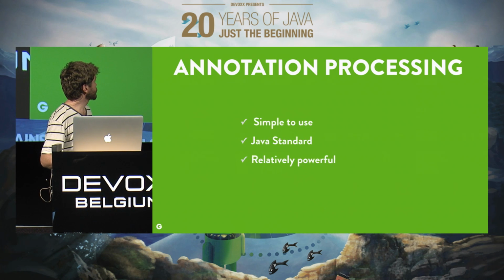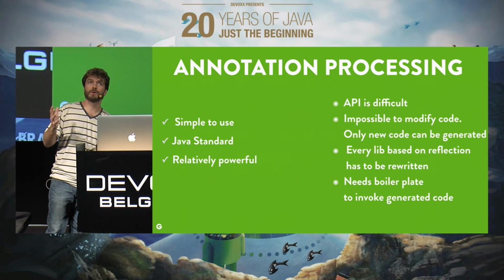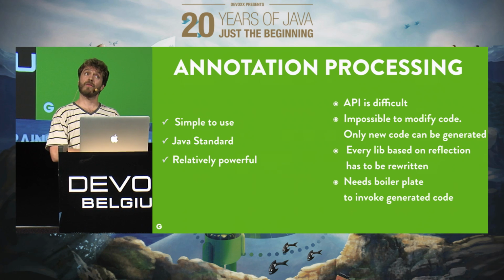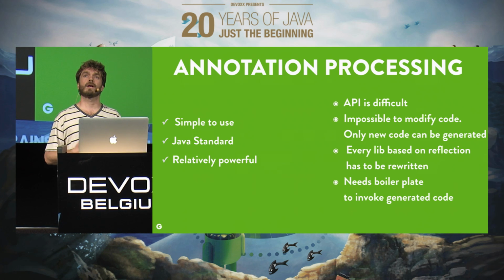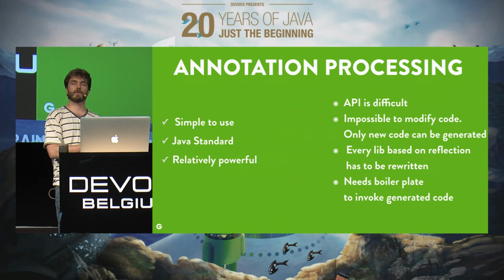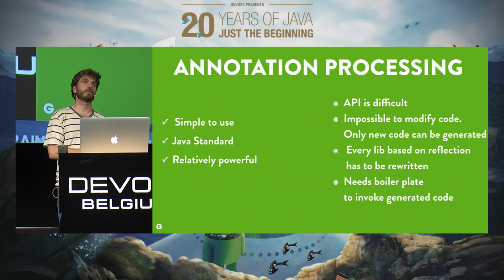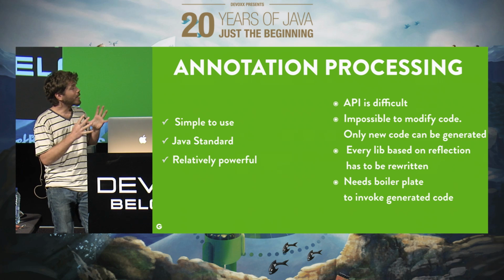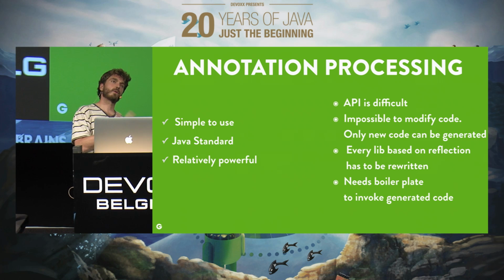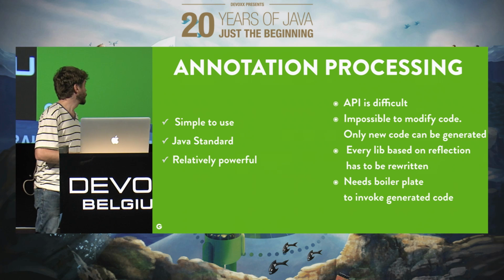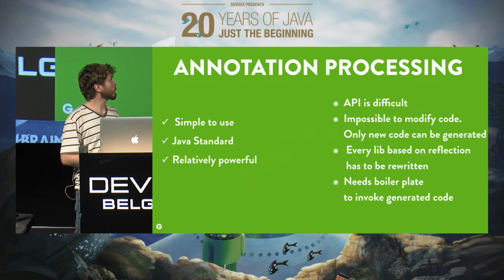Annotation processing is quite simple to use, not very complex. It's a Java standard, which is quite a big thing compared to bytecode manipulation and AST manipulation. It's really part of the official documentation of the Java platform, a requirement of a platform to be Java compliant. And it's relatively powerful, so not as powerful as bytecode weaving or AST manipulations. We will see why in a second.